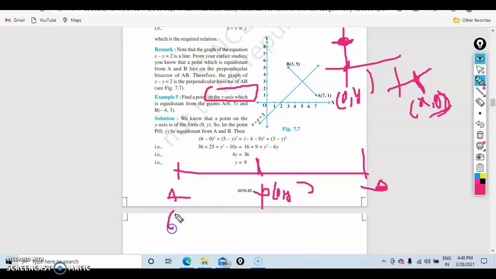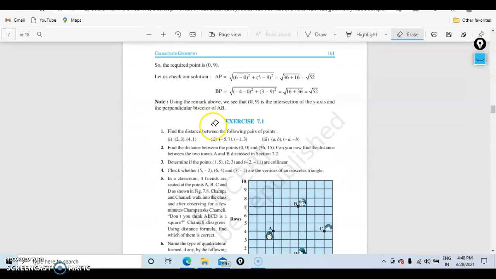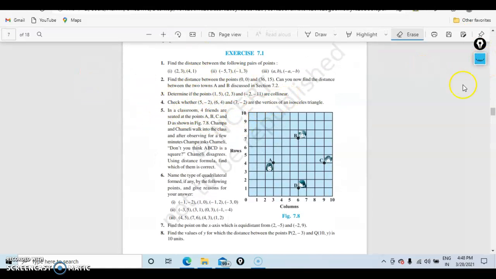Now A will be (6, 5) and B will be (-4, 3). Now what you have to do? Equidistance, so the equation is AP equals PB, and you have to find this y. It's very easy. Then coming to the next one, we are going to the exercise.